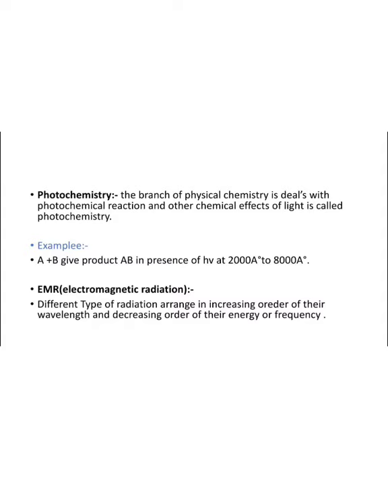Also, what is photochemistry? The branch of physical chemistry that deals with photochemical reactions and other chemical effects of light is called photochemistry. When some amount of light is incident on a chemical or solution, the light interacts with the solution or chemical substance, and then a photochemical change occurs. This type of study related to this branch is known as photochemistry.